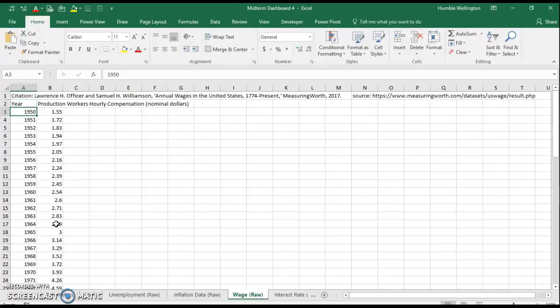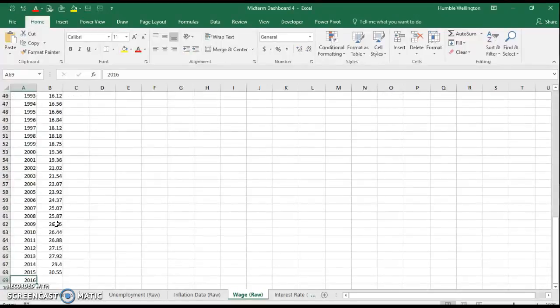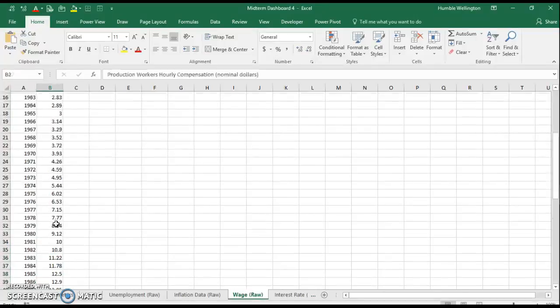I pulled it from 1950 up until 2015, I believe. They did not have it for 2016. I could have found 2016 wage data using the Current Population Survey, but that number would not tie to the source that is used for these other data sets.